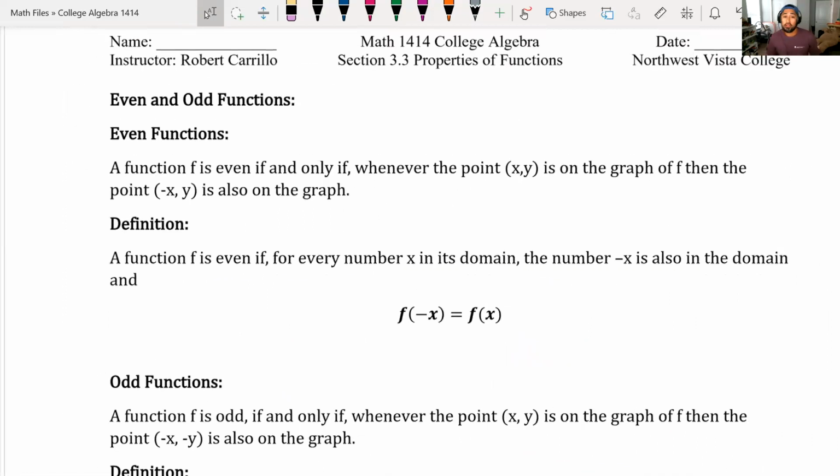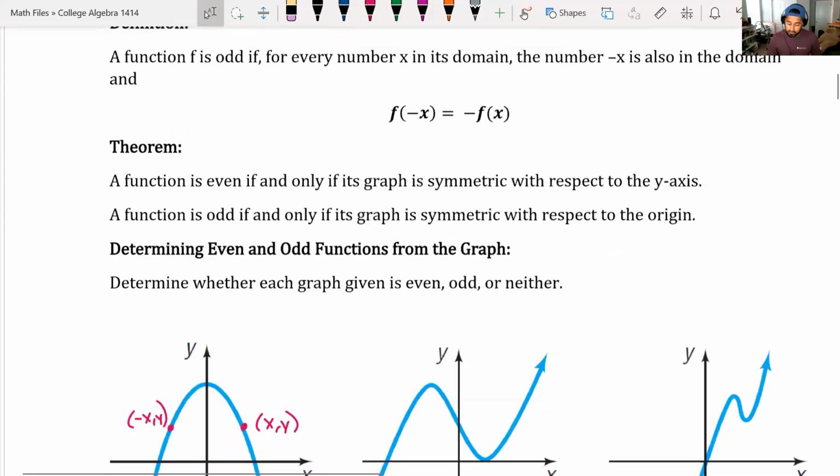Okay. And then, algebraically, a function f is even if for every number x in its domain, the number negative x is also in the domain. So if you want to check algebraically whether or not you have an even function, all you have to do is plug in negative x for every x, and if it returns to you the original function, this means you have an even function. Okay, and maybe we can see what that looks like. I'll go to the next page and let's try it out.